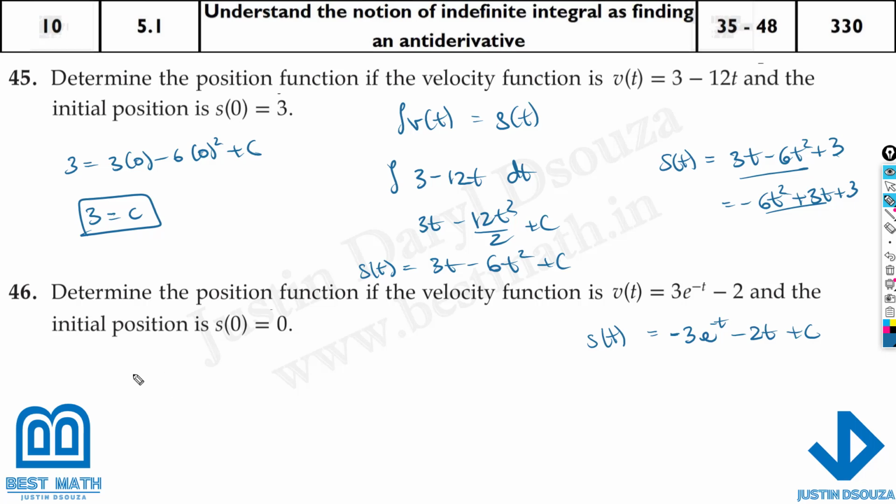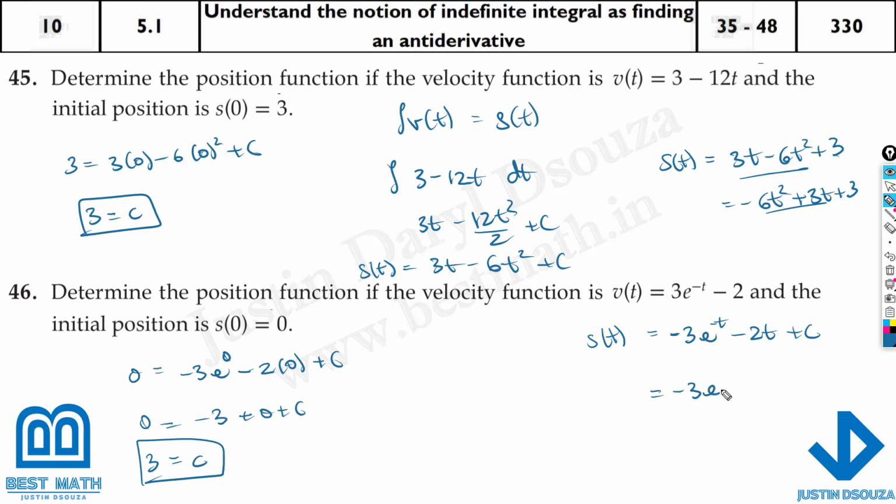So it's going to be 0 equals minus 3 e to the power 0, and we have minus 2 times 0 plus c. Now what happens here? This is 1. So we have minus 3 plus 0 plus c is equal to 0. Moving this to the other side, 3 is equal to c. Even over here, the constant of integration is 3 itself. So here we have to write minus 3 e to the power minus t minus 2t plus 3. This is the answer. So that's how we solve it.